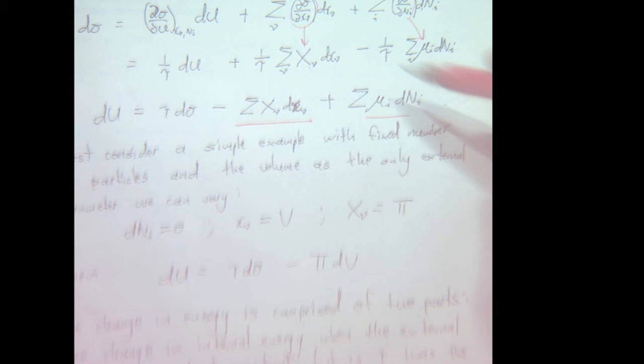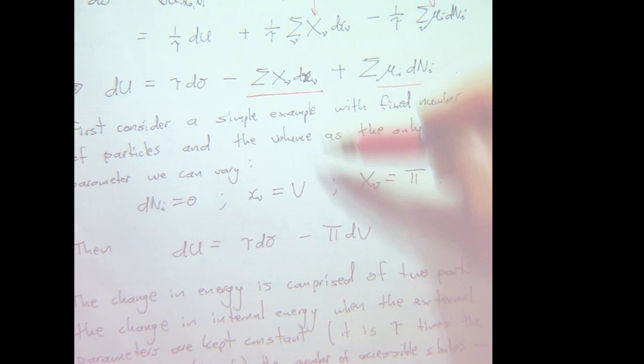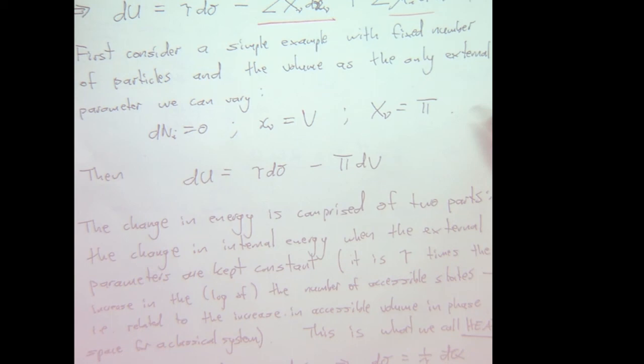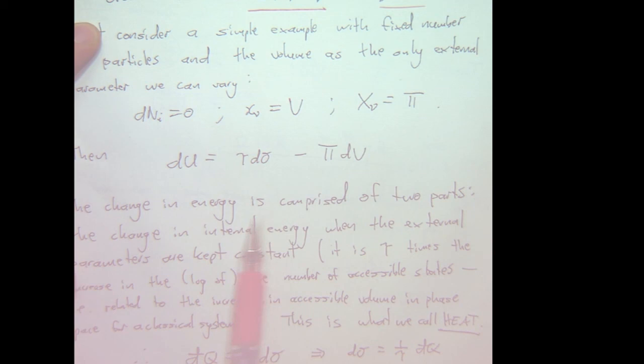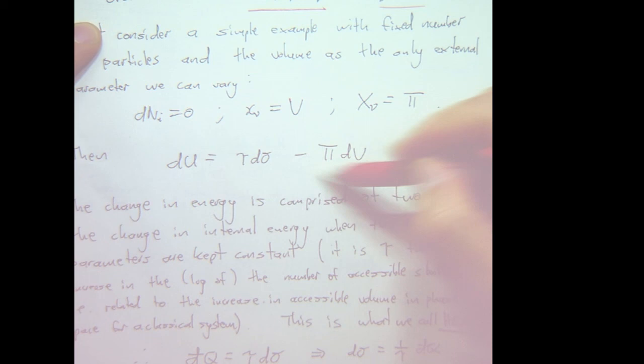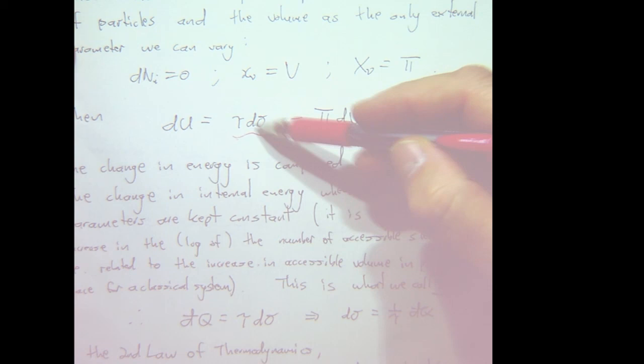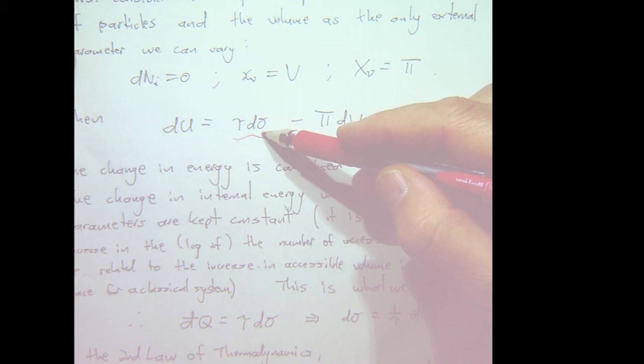just the same as before. And then it's very easy to show that, for example, if X mu is the volume, then you just recolor this, and this shows that this dU is the sum of two parts, changing internal energy. If the volume is kept constant, then it's just that. So it's like a heat. If you have no mechanical changes but increasing energy, that's what we call heat.